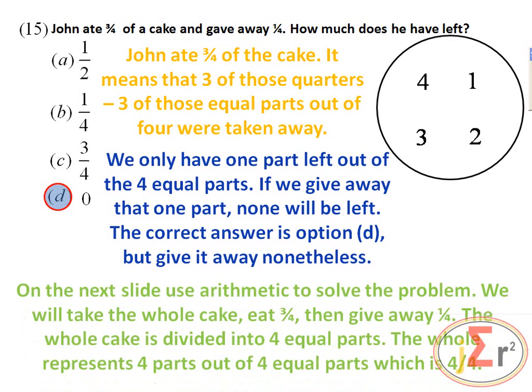On the next slide, we use arithmetic to solve the problem. We will take the whole cake, eat 3/4, then give away a quarter. The whole cake is divided into 4 equal parts. The whole represents 4 parts out of 4 equal parts, which is 4/4 or 4 quarters.